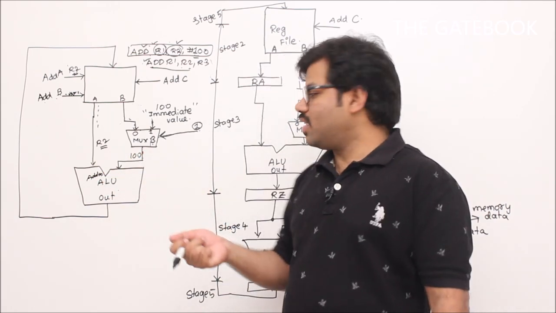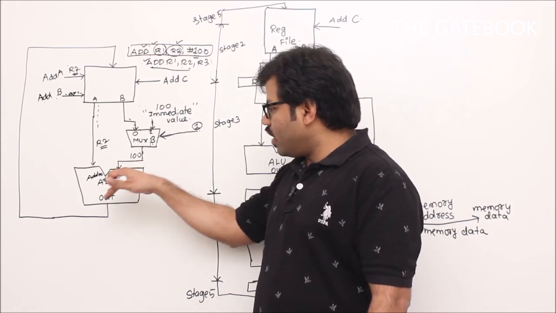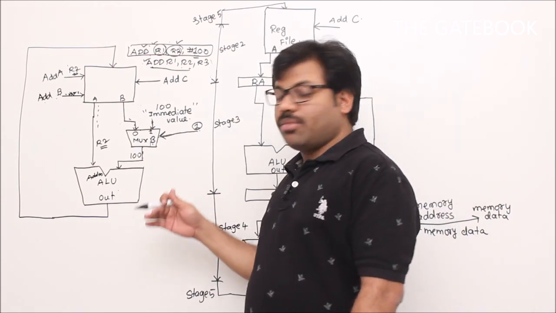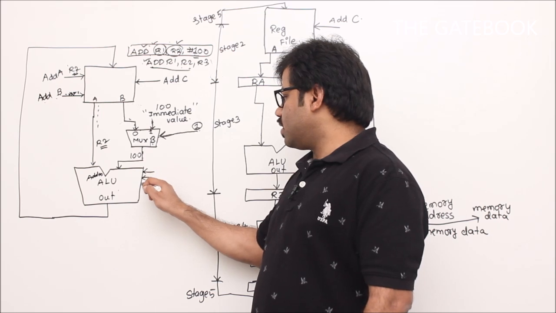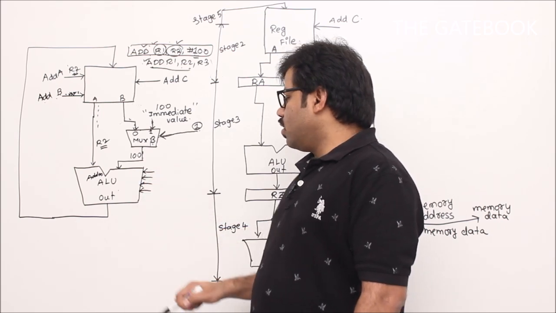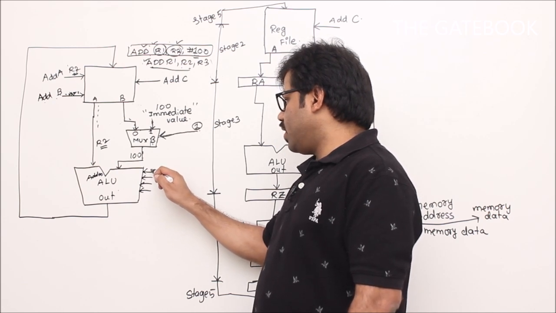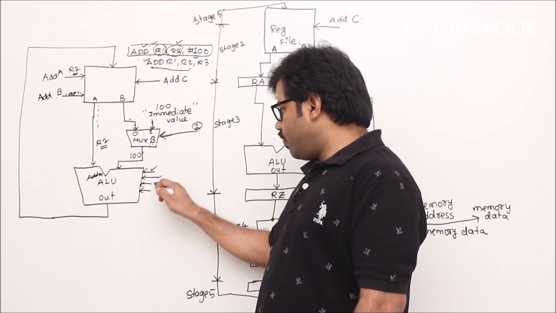Sir, who will enable that? Sir, how do we know that? Otherwise, how does the processor know that at this moment adder should be enabled? Don't worry. That will be done again by the control circuit. So this ALU will have some control lines like this. If you want addition, this signal should be enabled. That means this line should be enabled. If you want subtraction, this one. If you want shift, this one.